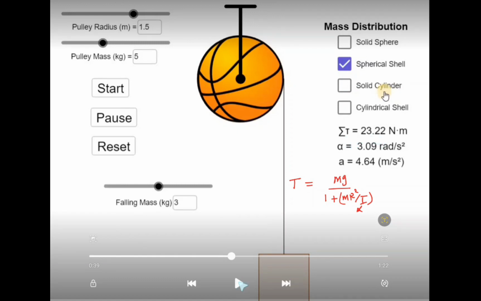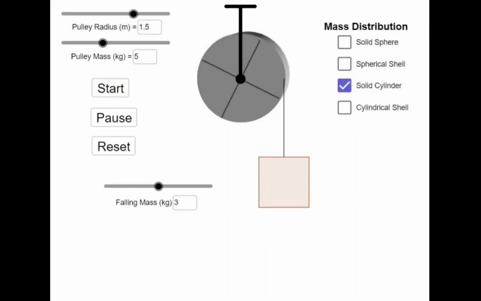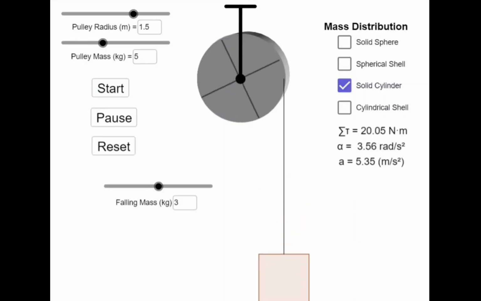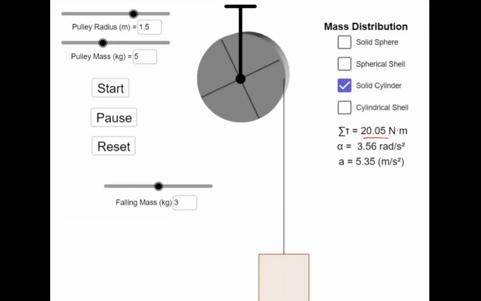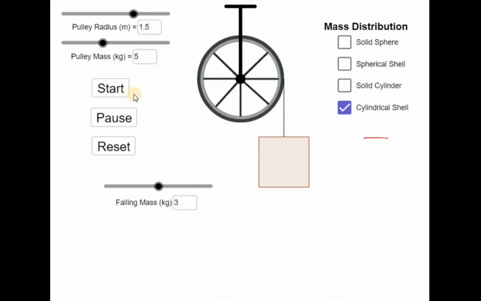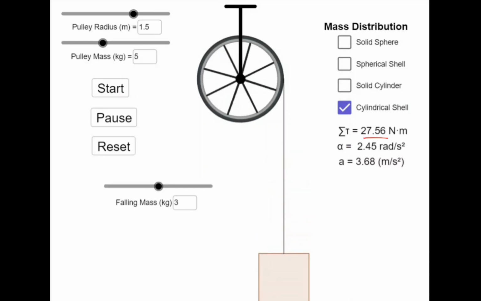Let's continue. For solid cylinder, we should obtain different net torque and different alpha and different tangential acceleration. This one here, 2005. And this one for cylindrical shell, 27.56 Newton meter.